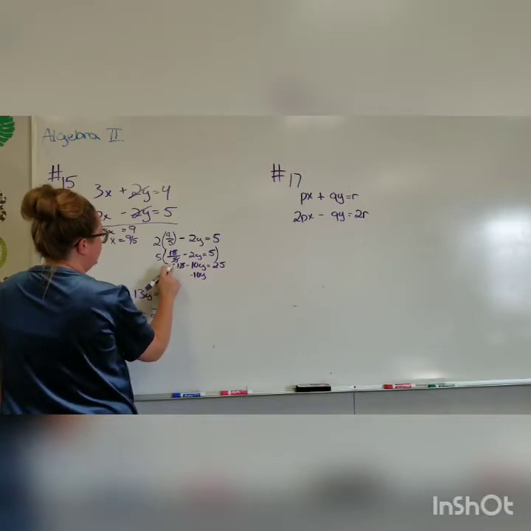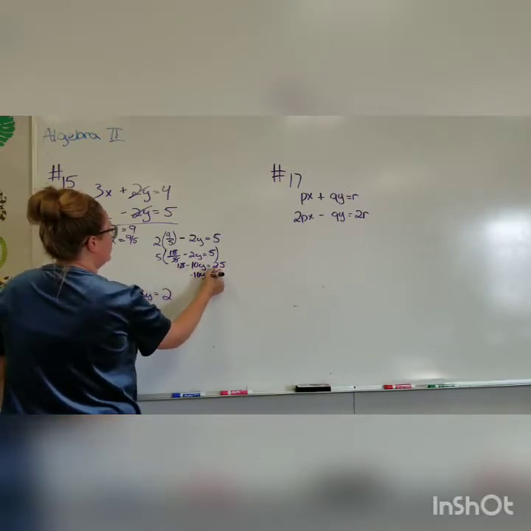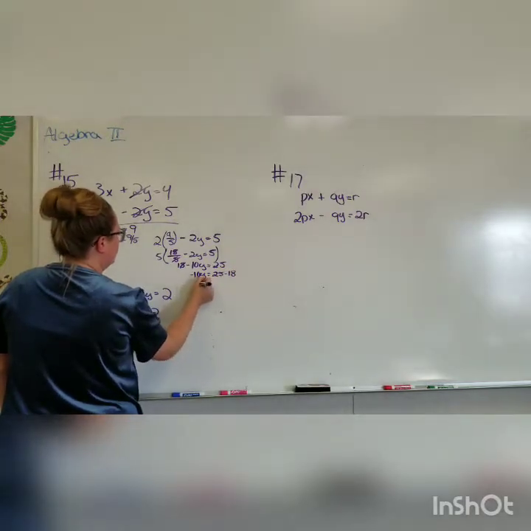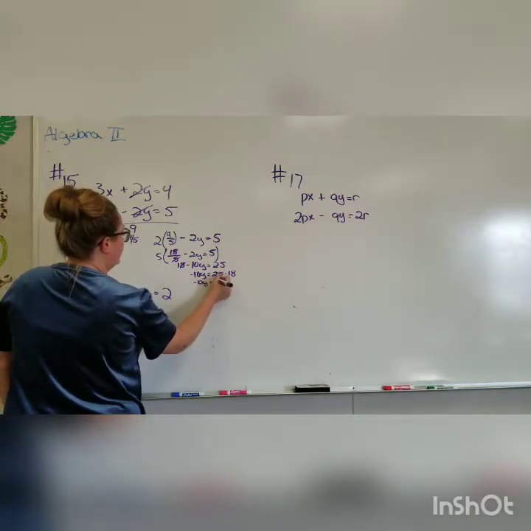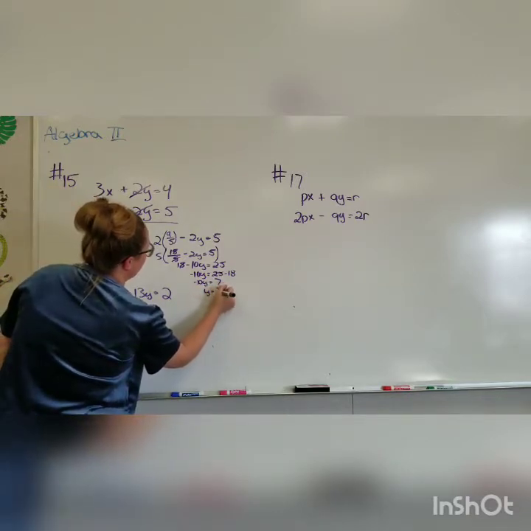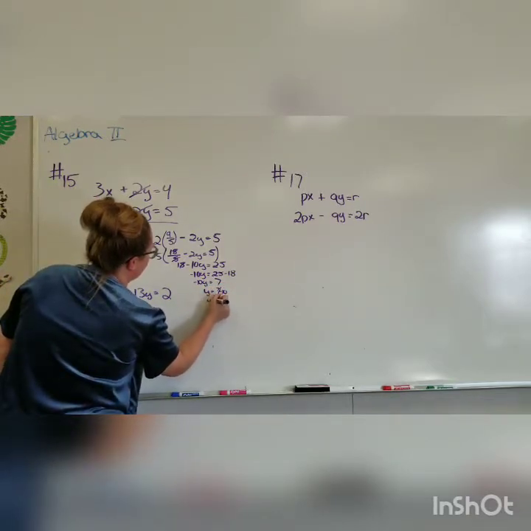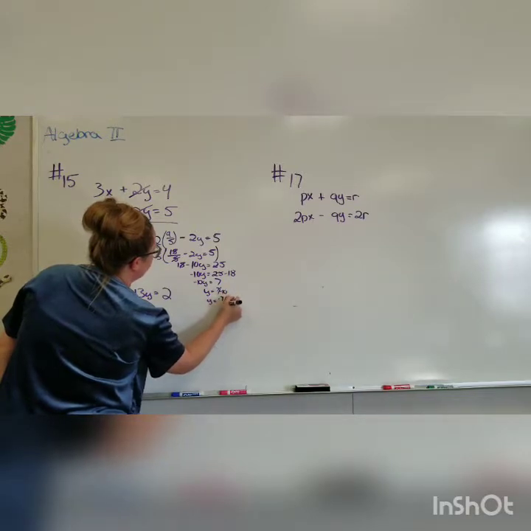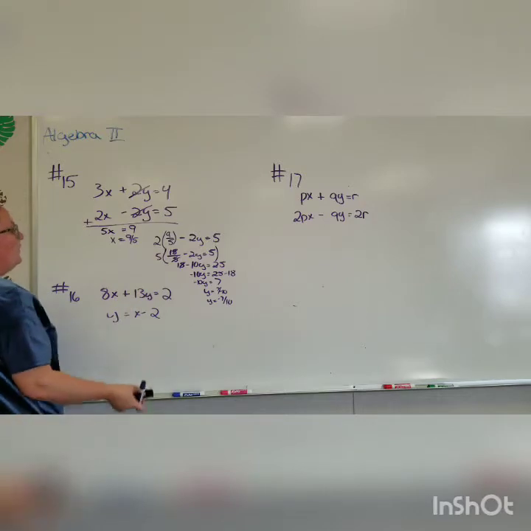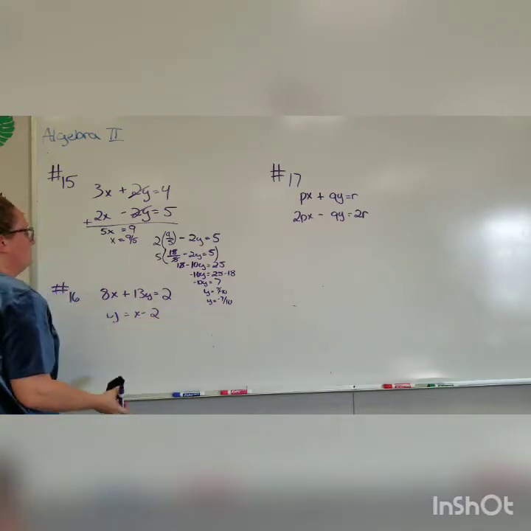All right, so we want to isolate y. 18 is positive over here. So on this side, it's going to subtract 25 minus 18. Negative 10y equals 7. So y equals 7 divided by negative 10. So y is equal to negative 7 over 10. All right? So when x is 9 over 5, y equals negative 7 over 10.